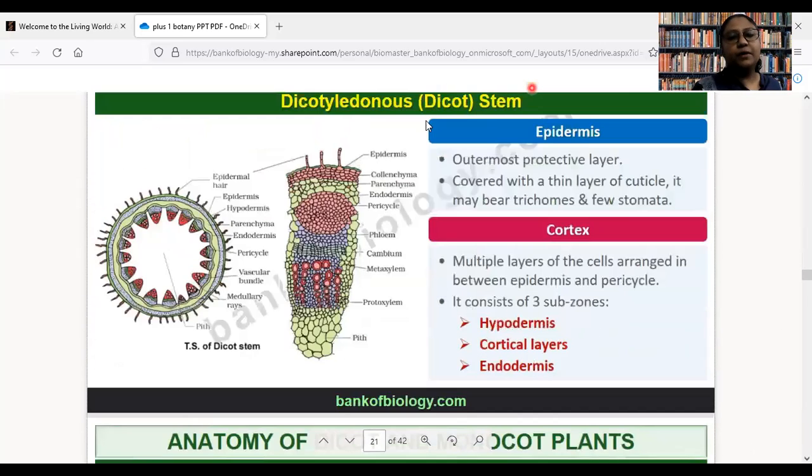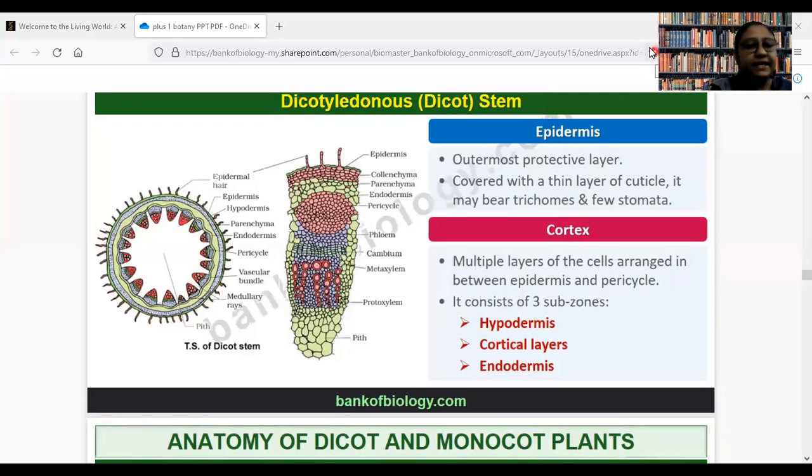Now we will talk about dicot stem. So before we talk about dicot stem, I wish all of you to have a look into your textbook and let me know if you have any doubt in monocot root or dicot root. So as you people confirmed in root, you don't have any doubt. So we will move toward dicot stem.